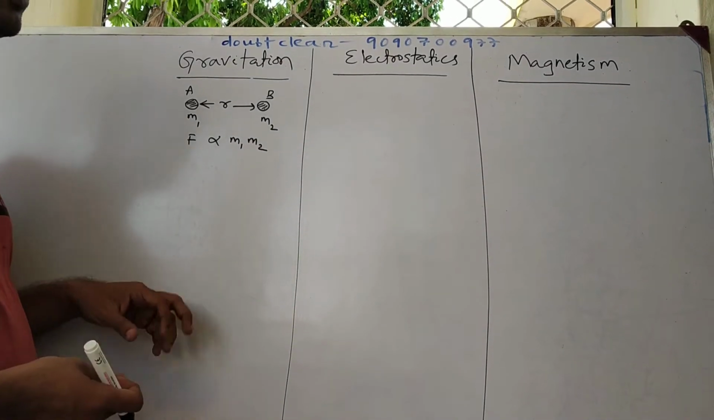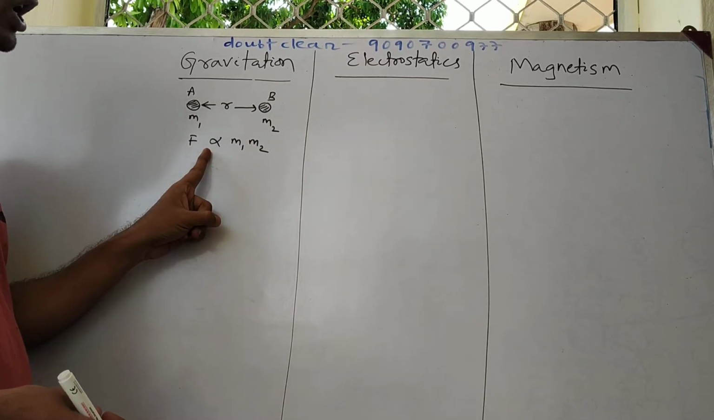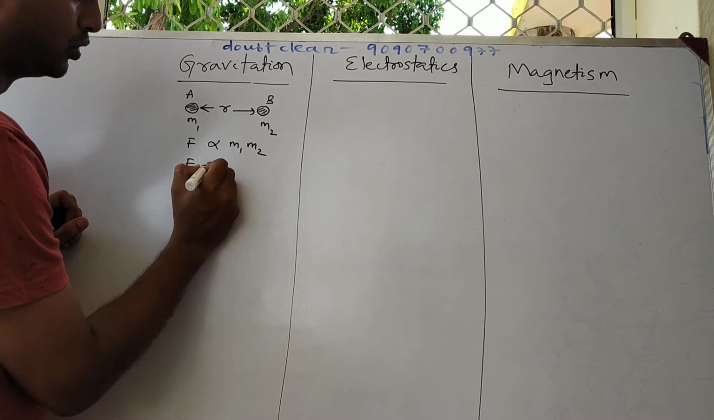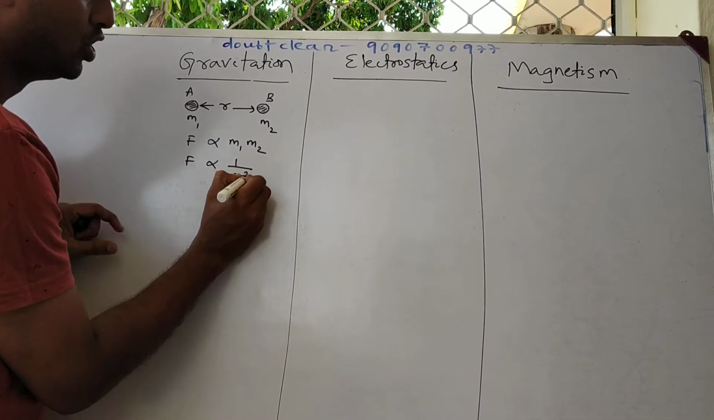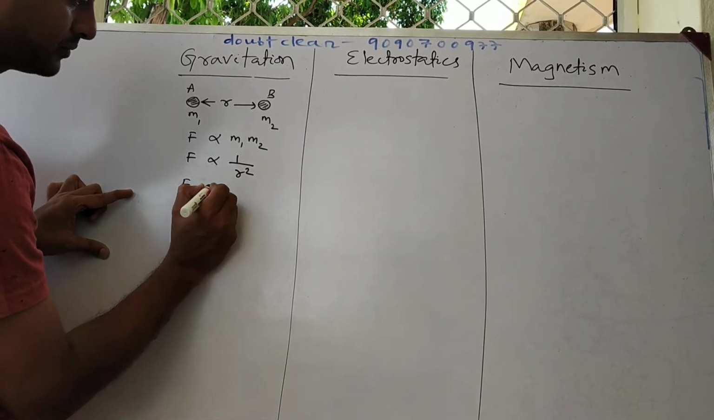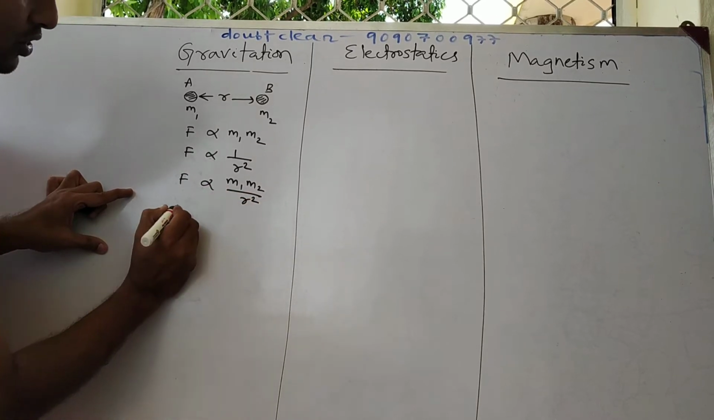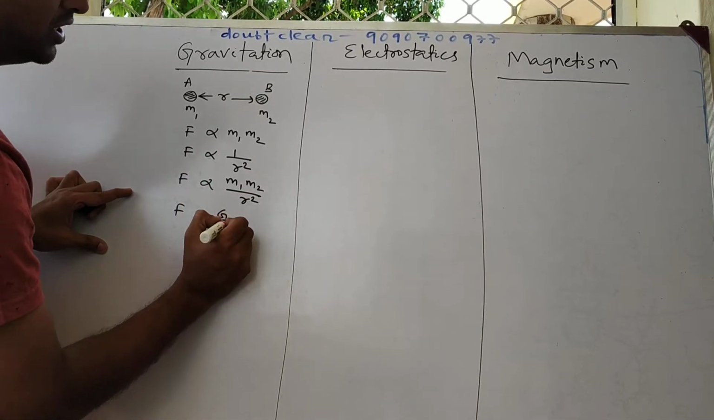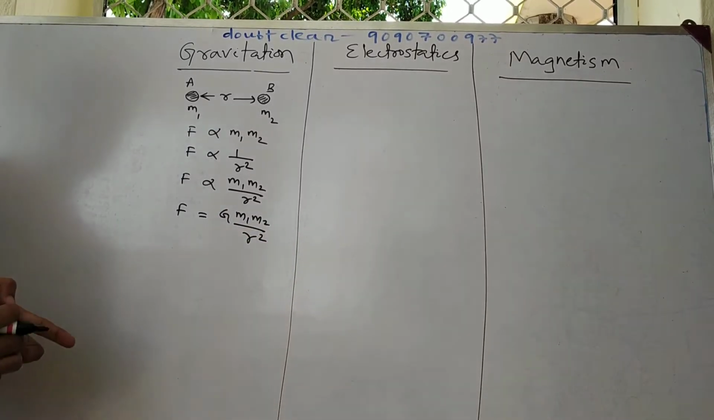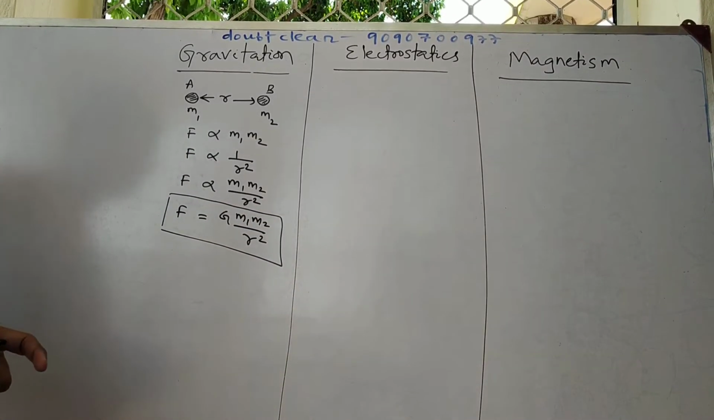From Newton's law of gravitation, the gravitational force of attraction between these two masses is directly proportional to the product of their masses, and inversely proportional to the square of the distance of separation between them. Combining, F is proportional to m1 m2 by r square. So F is equal to G m1 m2 by r square. So basically, we have got Newton's law of gravitation like this.